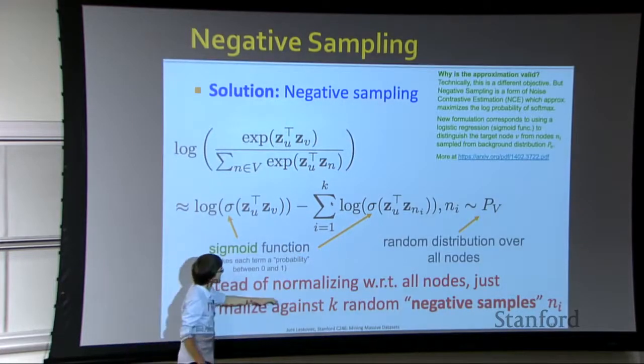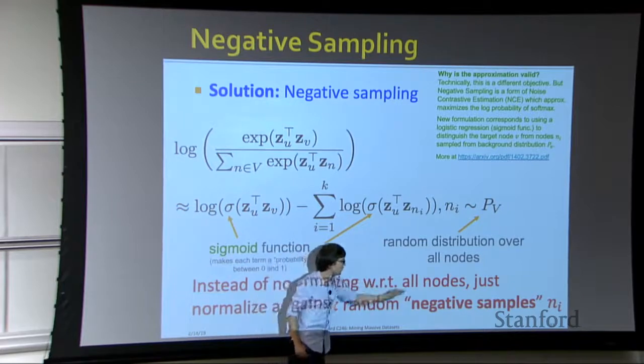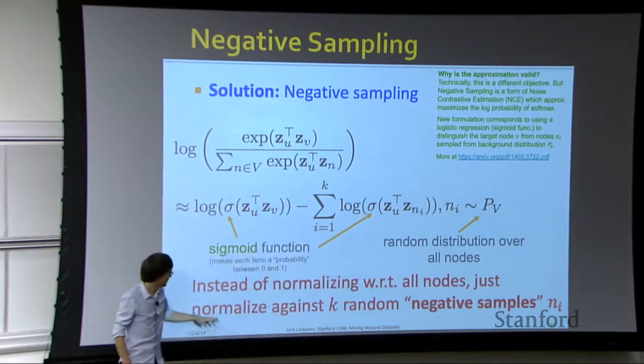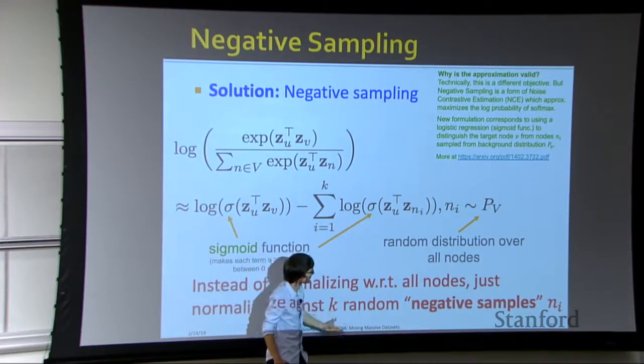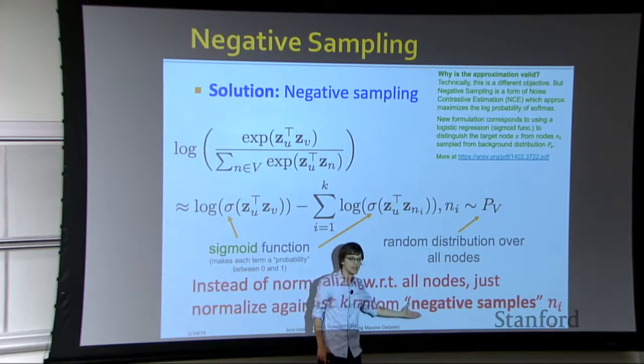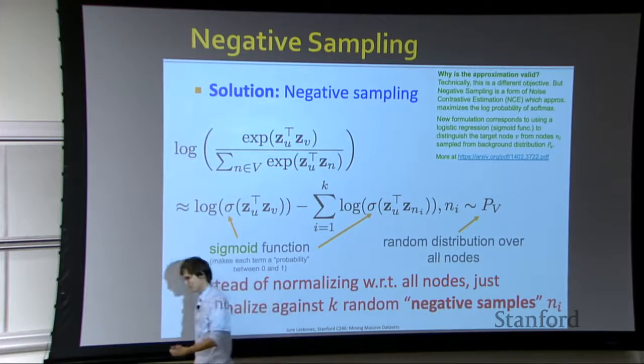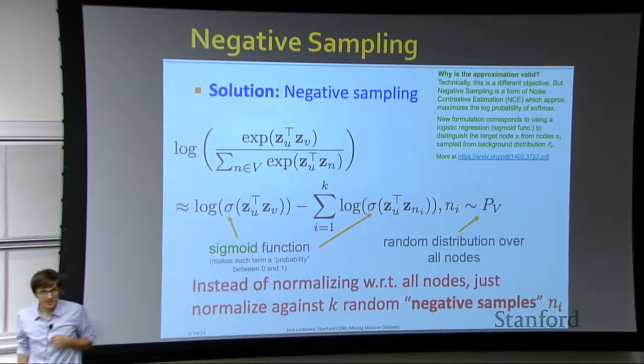So the idea is instead of normalizing with respect to all nodes, I will normalize against k random nodes, and these k random nodes are called negative samples. This is why this is called the negative sampling strategy.